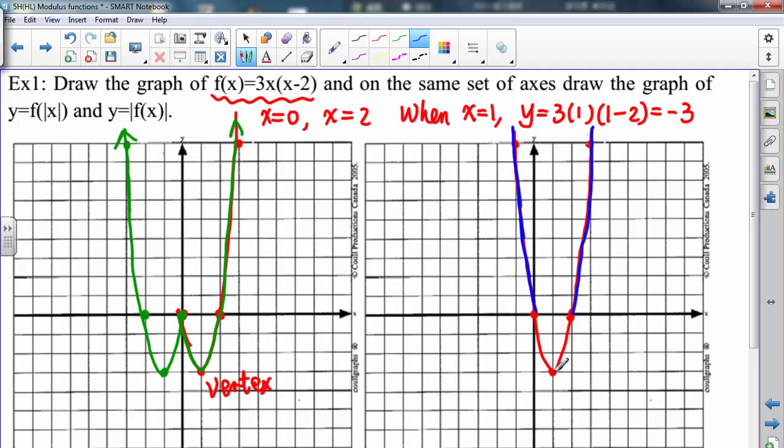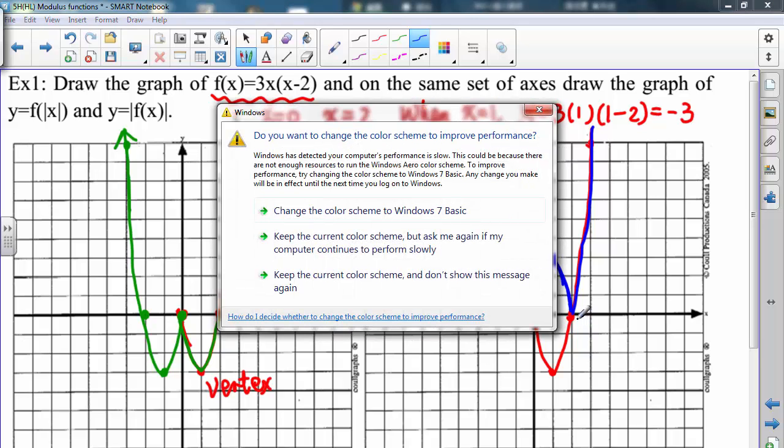So what I will do is I reflect this bottom part over the x-axis. So this (1, -3), the vertex, becomes (1, 3). I flip this bottom over the x-axis. So the blue graph is for y equals the absolute value of f of x. We call this one a McDonald's symbol, but it's a kind of upside down McDonald's symbol.